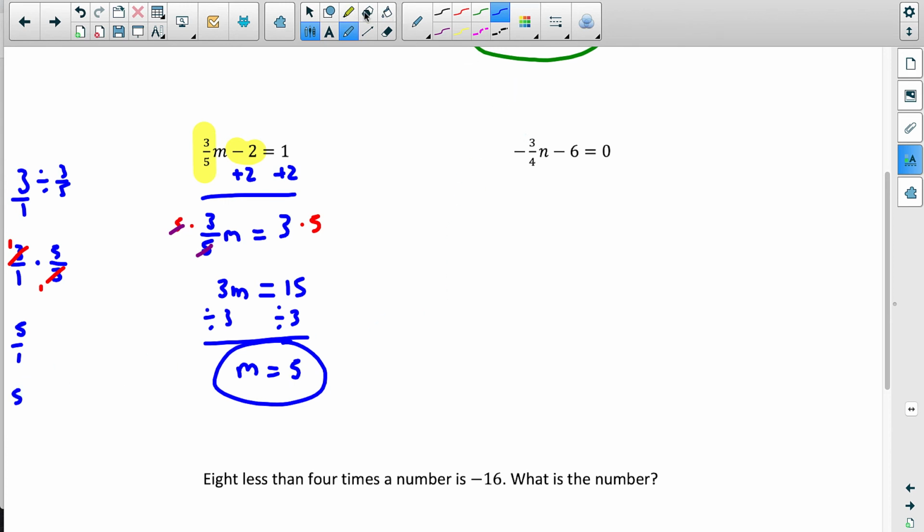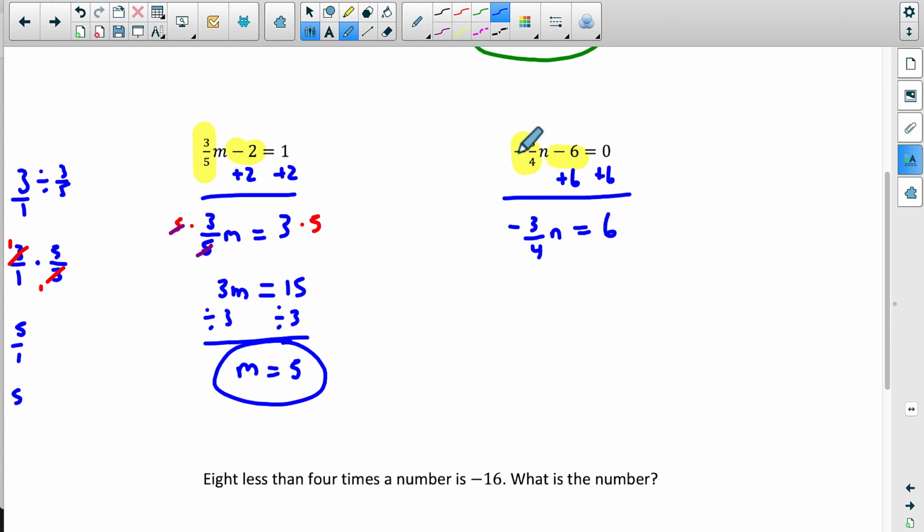We want to get the n by itself, so we got to get rid of all this, and we also have to get rid of this. What's the first thing we should get rid of? The take away 6, because I can add 6 to both sides. So I still have negative 3/4n equals 0 plus 6, which is 6.